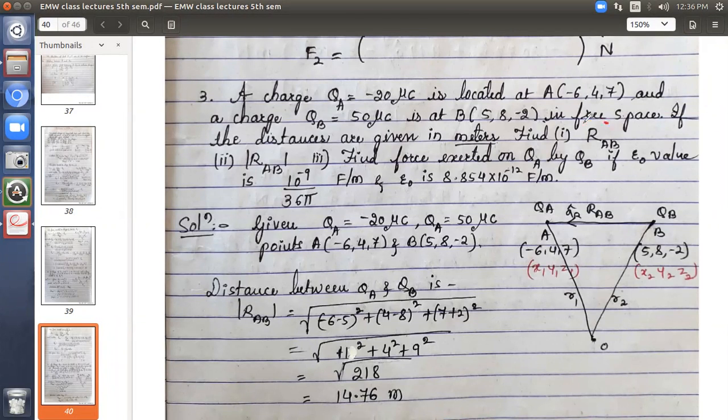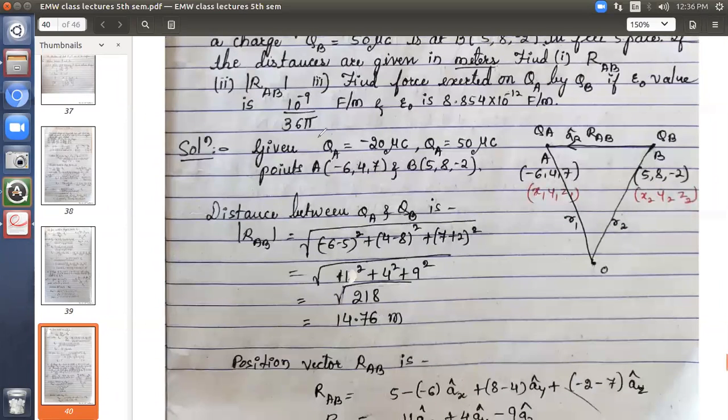The very first thing is capital R suffix AB. Capital R indicates the position, the distance between the charges. If you take the magnitude, it will be in some meters. And if you see the position vector, it will be in three different directions. So let's see one by one.